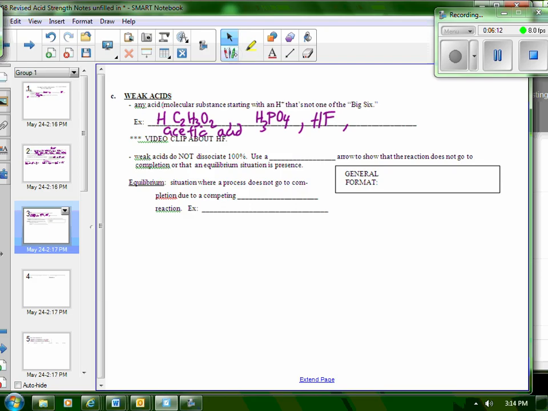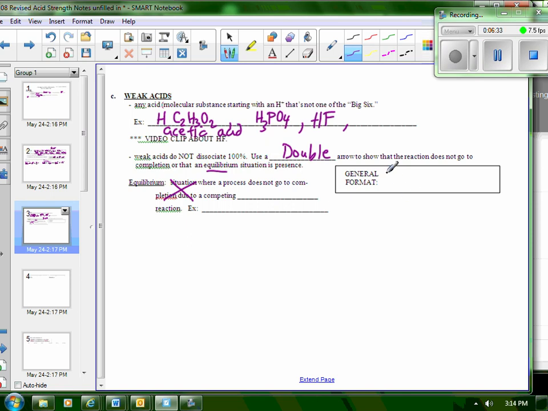Sorry about that. Okay, so weak acids do not dissociate 100% in water. So we actually use a double arrow to show this, to show that the reaction does not go to completion, or it's an equilibrium situation. We're not going to worry too much about equilibrium right now, but if you take AP Chem, you're going to learn a whole heck of a lot more about it.